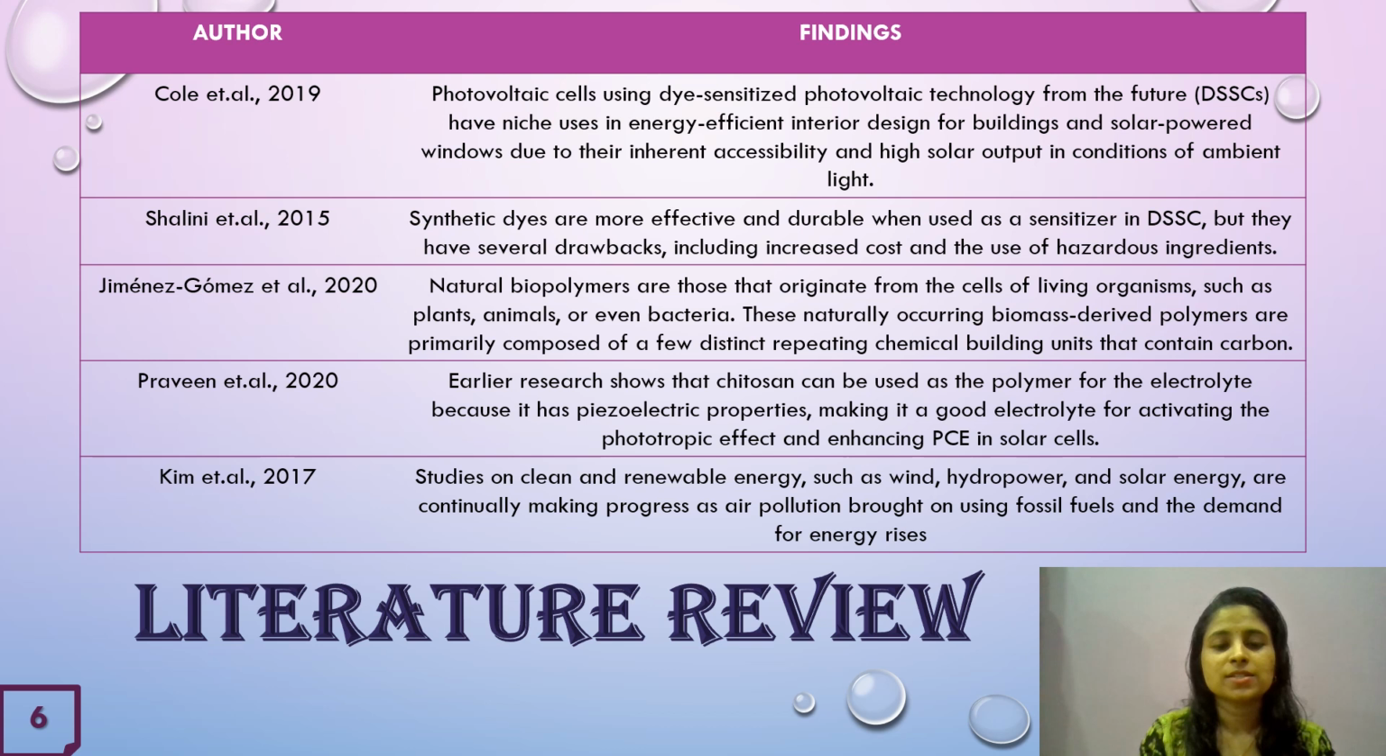Praveen et al. 2020 stated that earlier research shows that chitosan can be used as the polymer for the electrolyte because it has piezoelectric properties, making it a good electrolyte for activating the phototropic effect and enhancing the power conversion efficiency in solar cells. Lastly, Kim et al. 2017 stated that studies on clean and renewable energy such as wind, hydropower, and solar energy are continually making progress as air pollution brought on by using fossil fuels and the demand for energy rises.